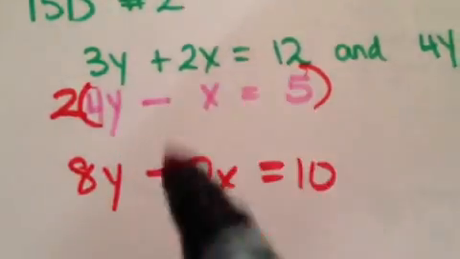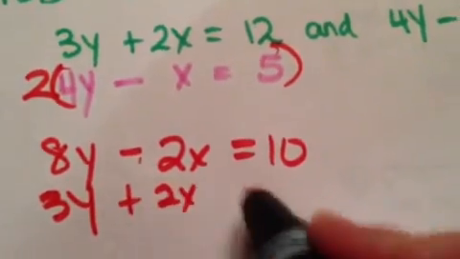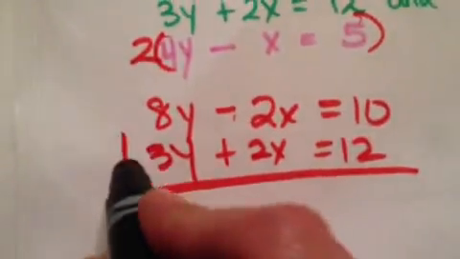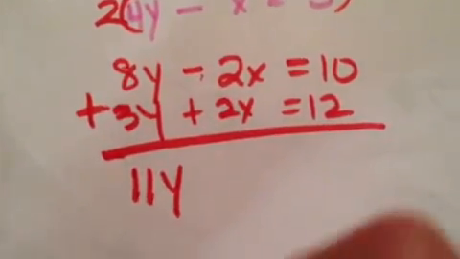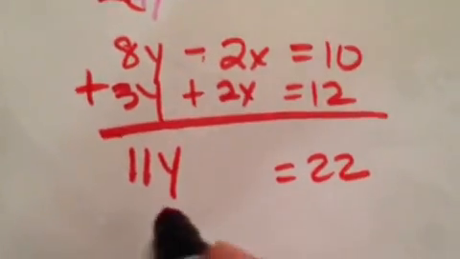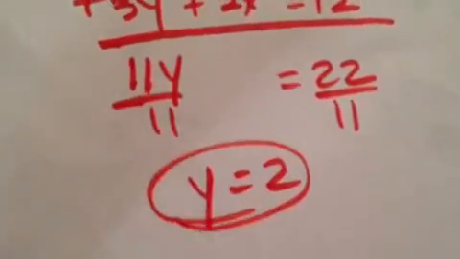All right, let's write the other one just right below it. So we're going to get a 3y plus 2x equals 12. Now you can see that when I add straight down, 8y plus 3y is what, 11y? And 10 plus 12 is 22. If you divide both sides by 11, they must like 11 today, you can see that y is 2.